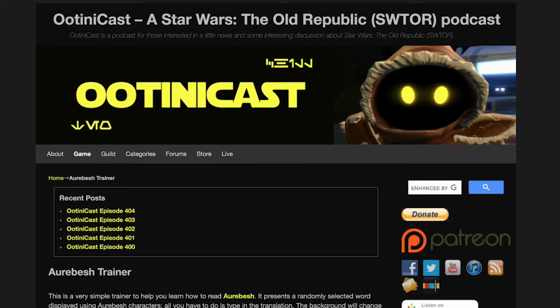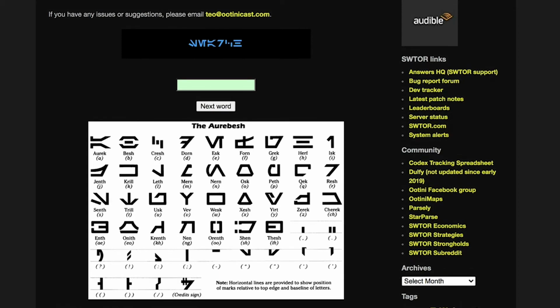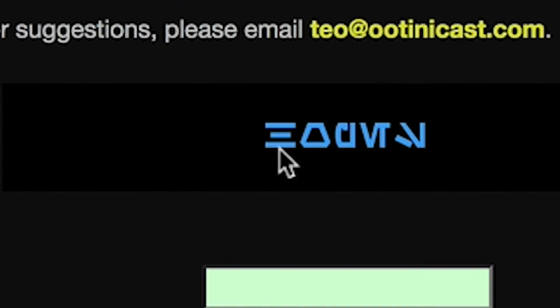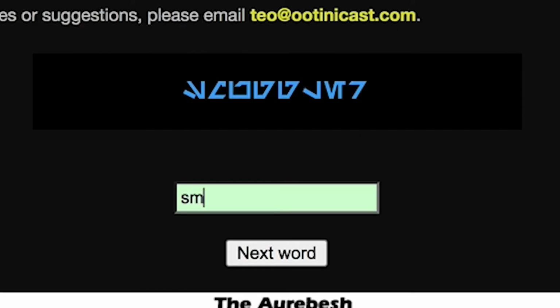The quickest way to learn the alphabet is utinicast.com's Aurebesh trainer. It gives you the alphabet key and then presents you with a word in Aurebesh taken from a pool of words used in the movies. All you have to do is correctly type in the word in English. At first, you'll be checking every character on the key, but you'll gradually get faster as you start to remember the most commonly repeated ones.